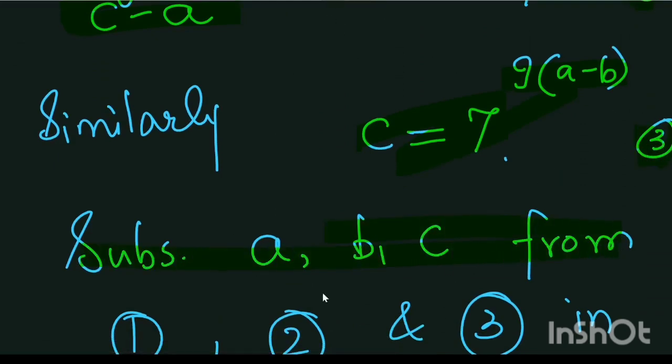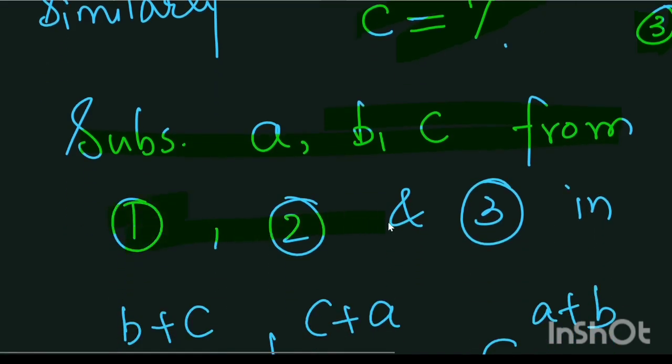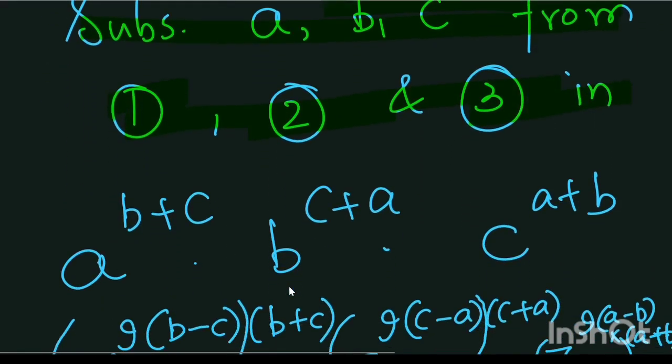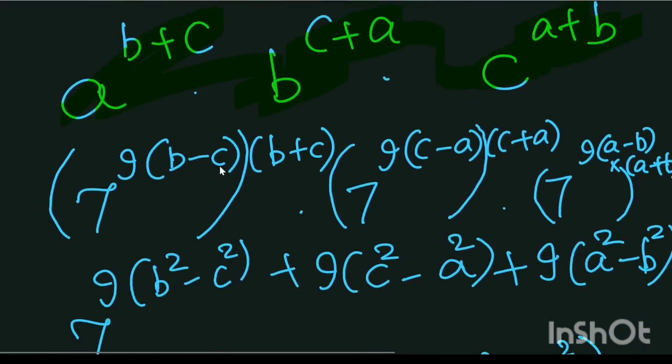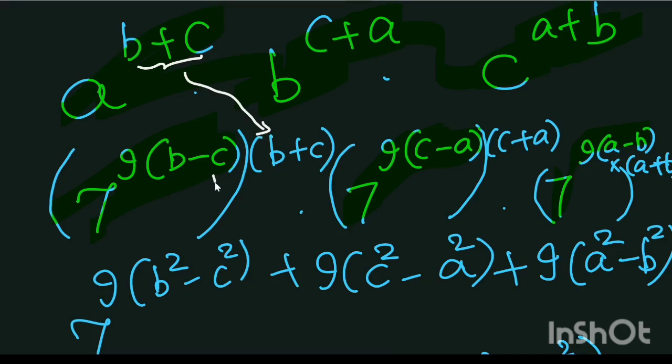Now substituting the values of a, b, c that we obtained in the first, second, third equations in what they asked for, in this product: a to the power b plus c, b to the power c plus a, c to the power a plus b. So a, if you substitute, is 7 to the power 9b minus c. B, when you substitute, is 7 to the power 9c minus a. C, when you substitute, is 7 to the power 9a minus b. Now b plus c is there in the power, so b plus c will get multiplied to b minus c. Similarly, c plus a is also in power, it will get multiplied to this. A plus b is also in power, so these two terms will get multiplied.